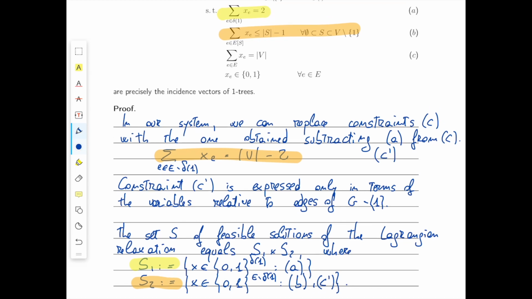At this point, we can analyze these two sets separately. So let's look at the yellow one. So these are all the binary points that satisfy only A, this yellow equation. And so it is exactly the set of incidence vectors of subsets of delta of 1 of cardinality 2. On the other hand, what is S2? The set S2 satisfies the orange equation C prime and all the inequalities B. And we have seen this system before because it describes the spanning trees in G minus 1.